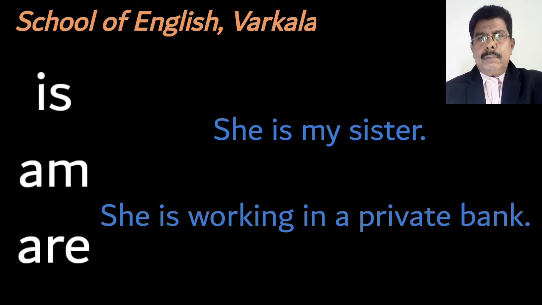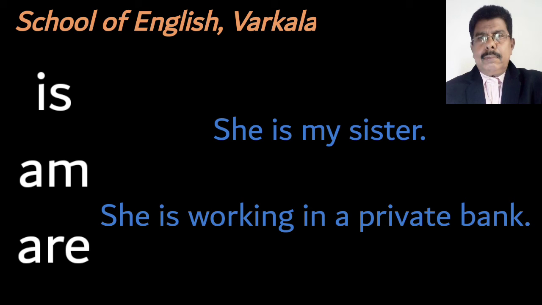Look at this example. She is my sister. She, subject, it's a pronoun. Sister, you know, it's a noun. And my is a pronoun, but here it is used as an adjective. My sister, it's a possessive adjective. So she, pronoun, sister, noun, my, adjective. So there is only one verb, is. In this sentence, is is not supporting or helping any other verb.